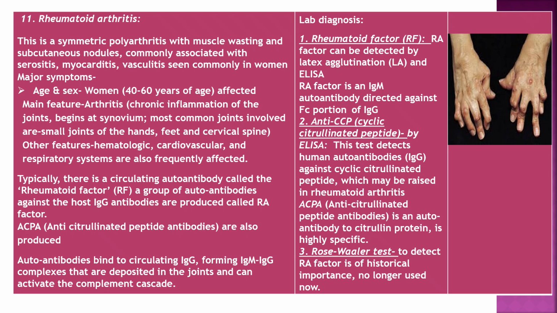Anti-CCP, cyclic citrullinated peptide, by ELISA. This test detects human IgG autoantibodies against cyclic citrullinated peptide, which can be raised in rheumatoid arthritis. ACPA, anti-citrullinated peptide antibodies, are autoantibodies to citrullinated protein and are highly specific. The Rose-Waaler test to detect RA factor is of historical importance, no longer used now.